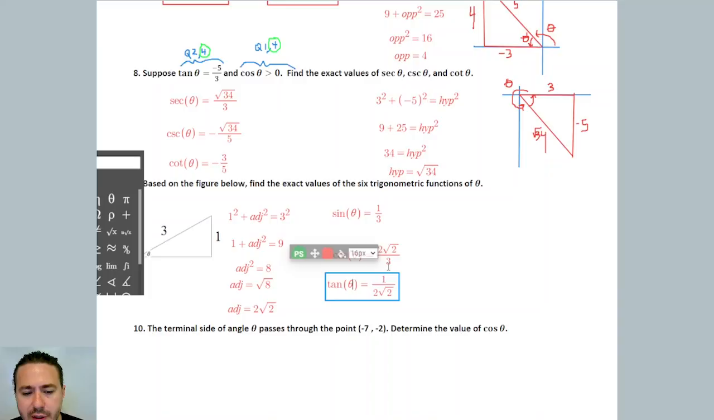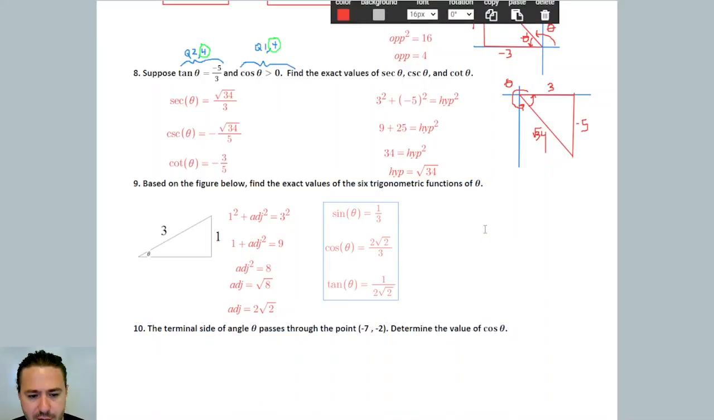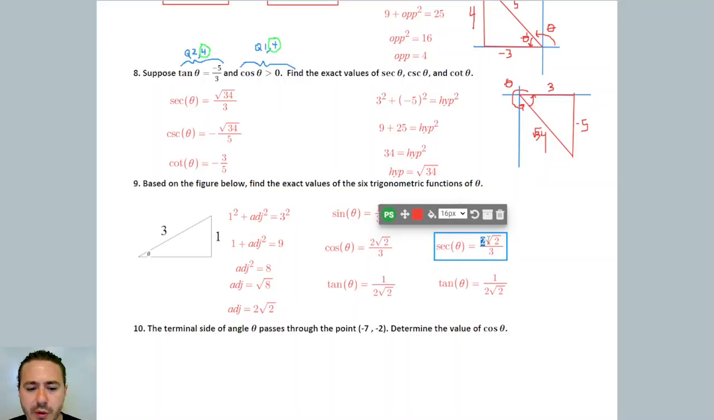So let's go through the other 3 trig functions, the 3 reciprocal trig functions. What I'm going to do is just highlight this, copy and paste it. I'm going to switch all these to their reciprocals and just do them one at a time. The reciprocal of sine is cosecant. So this would be 3 over 1, which is just 3. The reciprocal of cosine is secant. So this would be 3 over 2 root 2. And again, I'll come back and do the rationalizing if I need to.